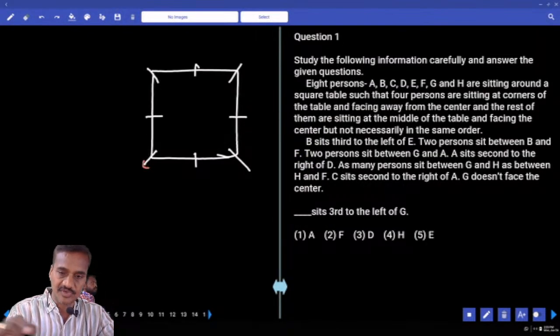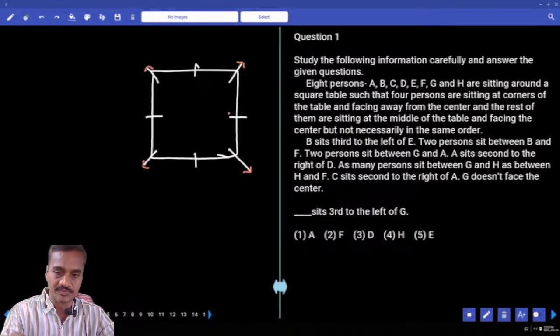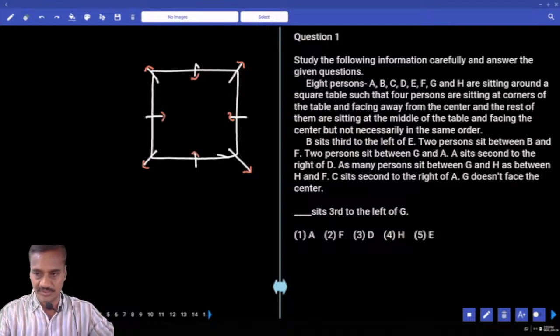Now, corners are facing away from the center. These are the 4 persons who are facing away from the center. And similarly, these 4 persons are facing towards the center. Done with this? And B sits to the left of E.